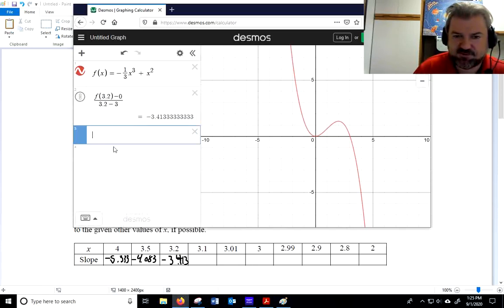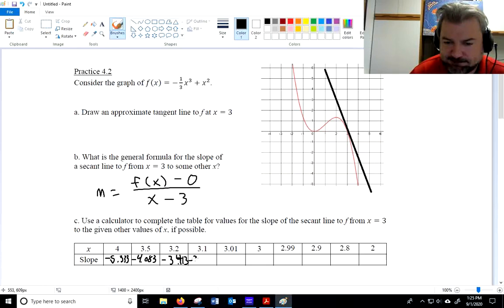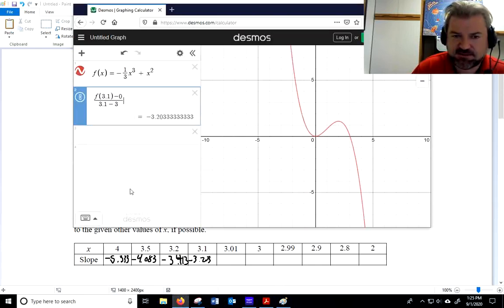All right, let's try 3.1. Negative 3.203. All right, I got 3.01. And I can keep doing this, can't I? As long as I'm not dividing by 0, I can just keep getting closer and closer and closer. I get negative 3.020.